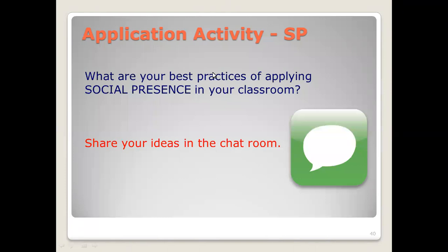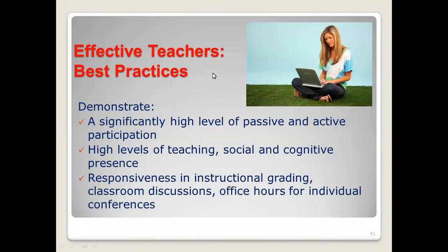So we want to sort of wrap it up here. We're about out of time. There are a few best practices, and this sort of relates to the overall community inquiry model. But you need to look at the notion of a significant high level of passive and active participation. High levels of teaching and social cognitive presence are a way to evaluate a classroom, and a responsiveness to grading, to classroom discussions, office hours. These are the measuring stick we use.